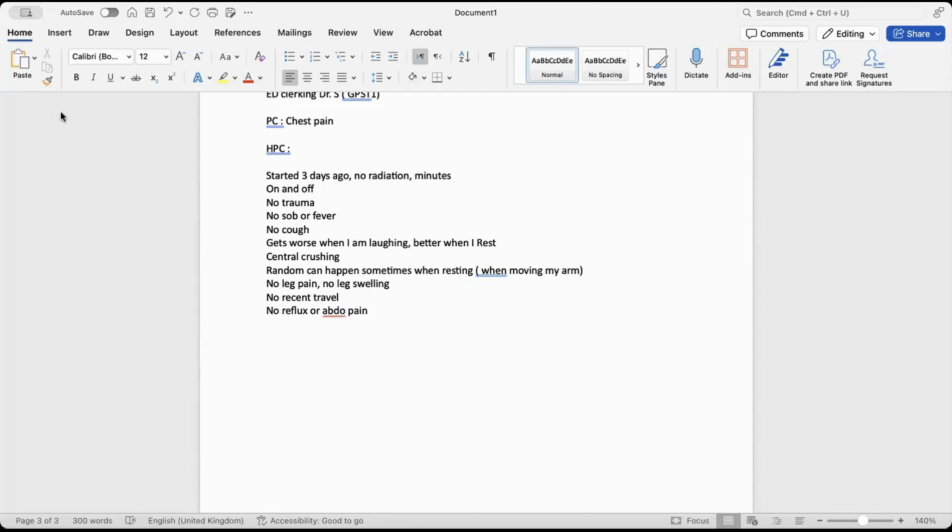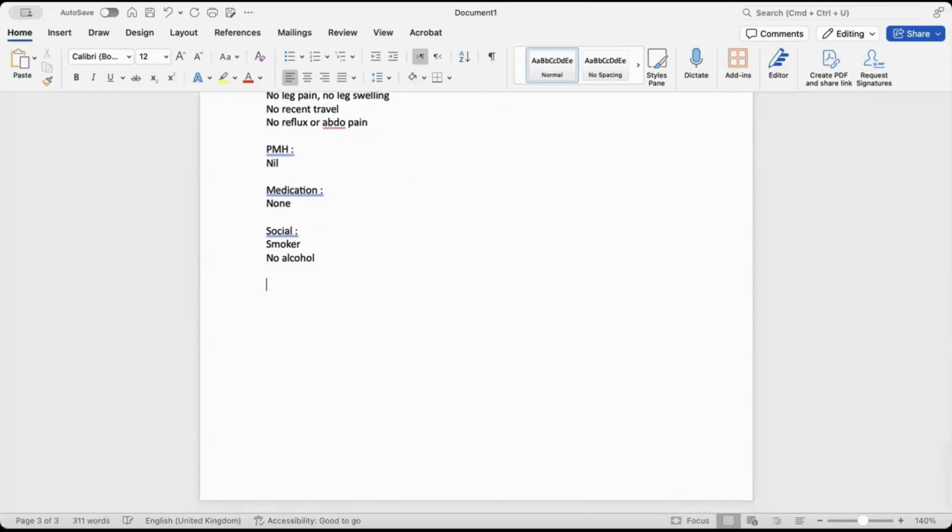Okay. So we've taken a very thorough history. Is there any past medical history for this patient? Usually a 25-year-old is not going to have much, but might have a few things. So our patient here is fit and well, no medications. And then socially, smoker, no alcohol. Okay, family history, MI. And that's what she's worried about. But when you ask, they're all over 60.